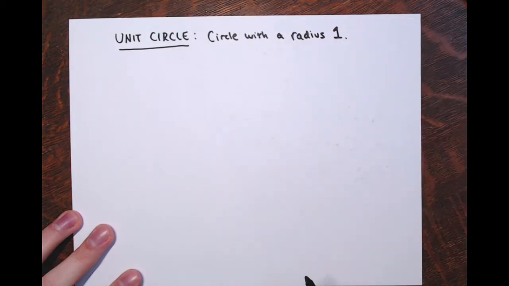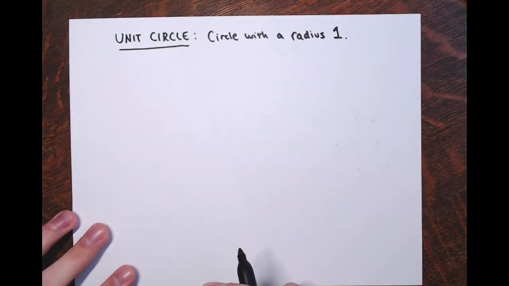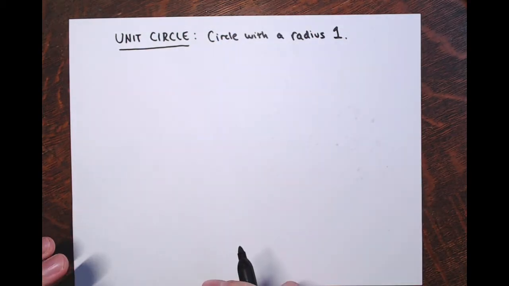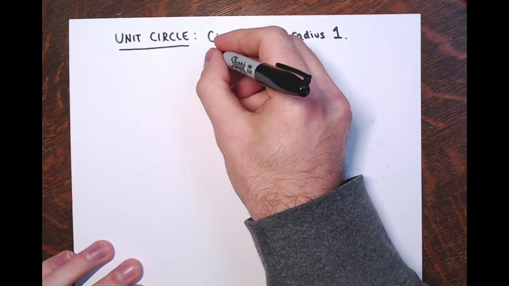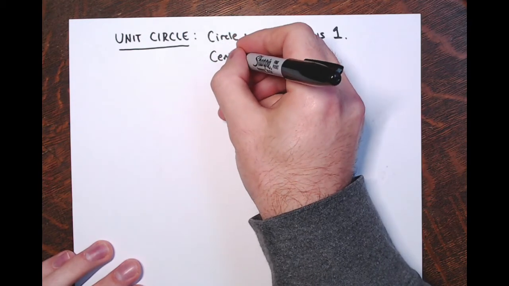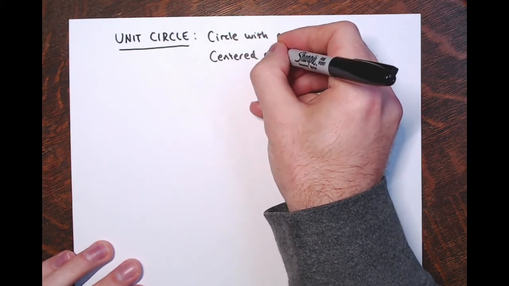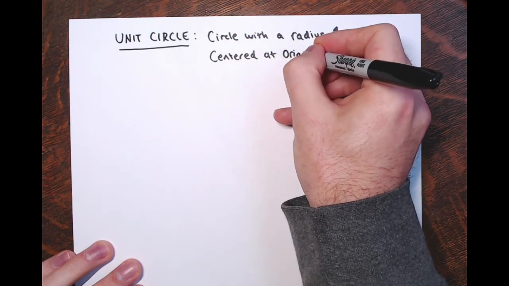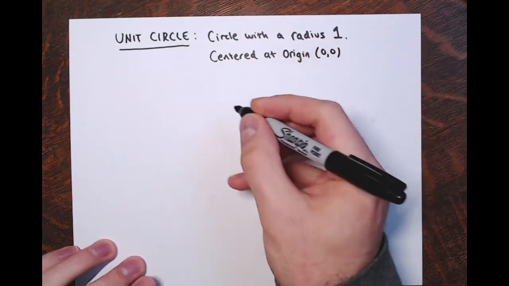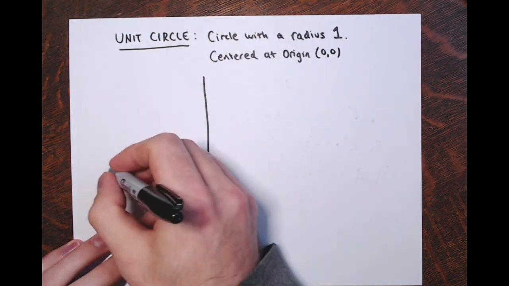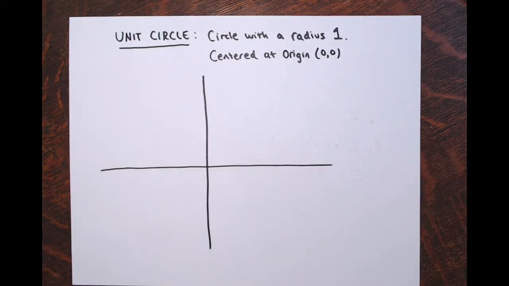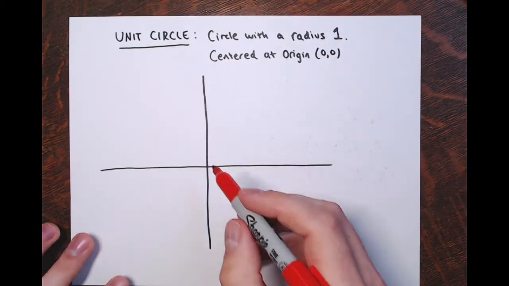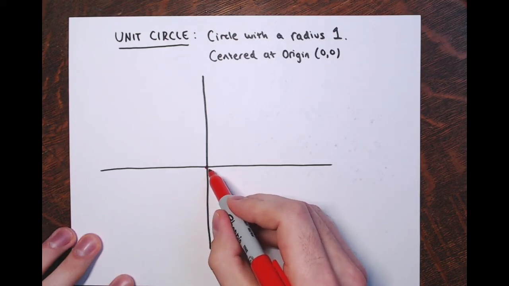With a radius of 1 unit. And if we're talking about the unit circle on the xy coordinate plane, typically they mean that the center of the circle is at the origin, the point 0, 0.